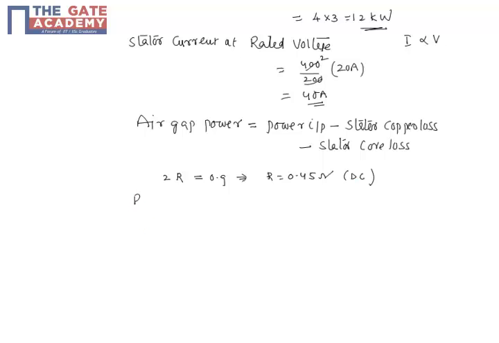What about AC resistance? R_AC is nothing but 1.2 times R_DC. So this is 1.2 into 0.45, which is 0.54 ohms.